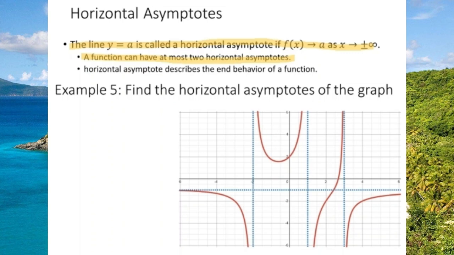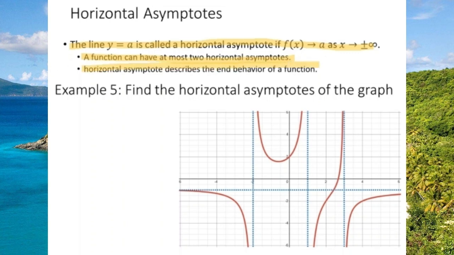Rational functions are a bit special. We'll discuss those later when it comes to their horizontal asymptotes, but we will see later on in this course functions that do have two different horizontal asymptotes. Because horizontal asymptotes are defined based off of x approaching infinity or negative infinity, horizontal asymptotes are used to describe the end behavior of the function.